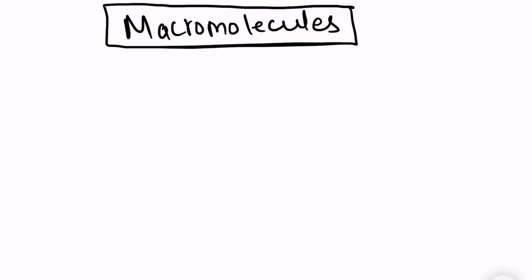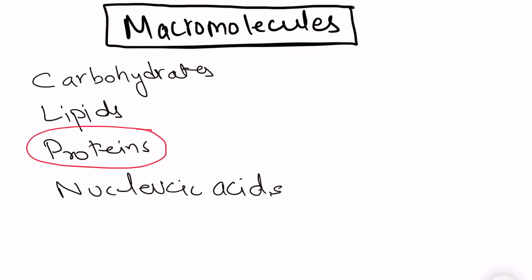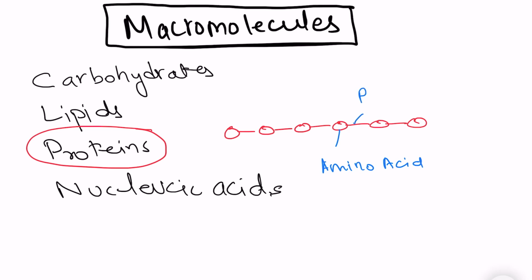Four major macromolecules in our body are carbohydrates, lipids, proteins, and nucleic acids. In this video, we will discuss proteins. Proteins are polymers that are made up of small repeating subunits called monomers. In this case, the monomers are called amino acids, which are joined together by a covalent bond called a peptide bond.